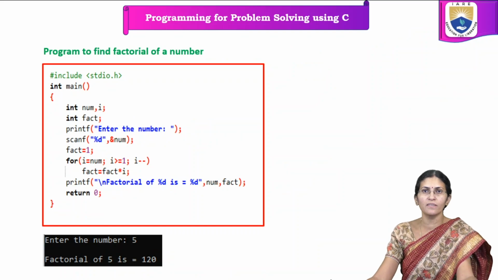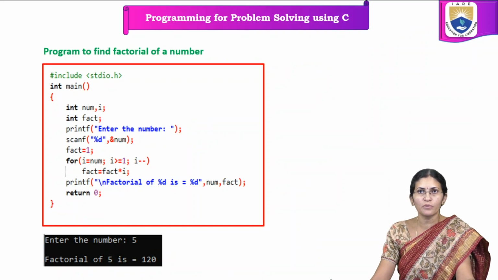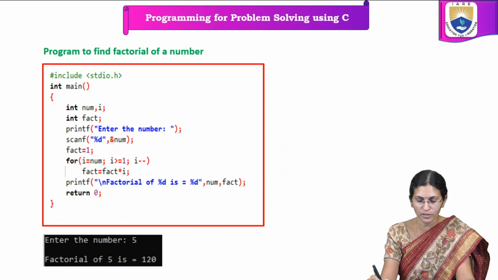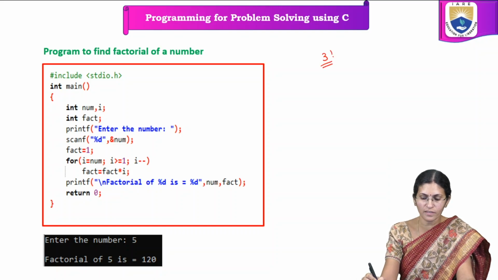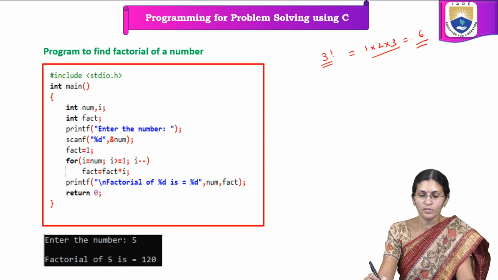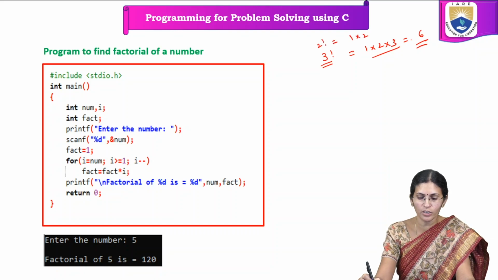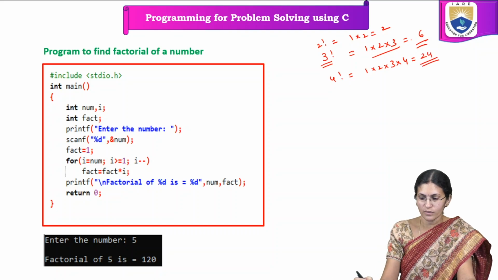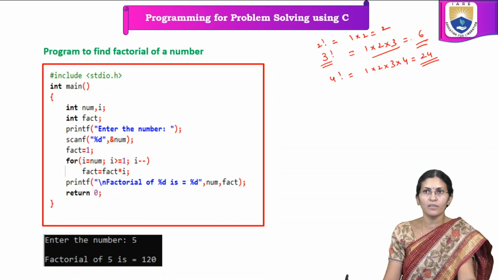Now next, we'll write a program to find the factorial of a number. We know that for a given number, suppose the number is 3, the factorial is equal to 1 into 2 into 3, which is equal to 6. Factorial of 2 we can write as 1 into 2, which is equal to 2. Factorial of 4 is equal to 1 into 2 into 3 into 4, so this is equal to 6 into 4, 24. This is how we calculate the factorial.